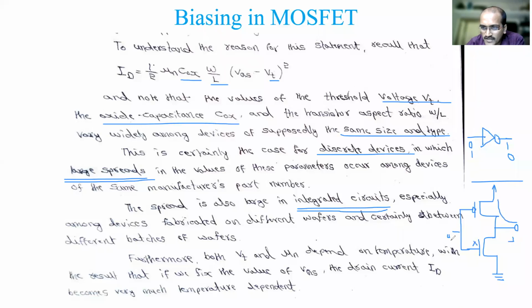Second case, if you give 1 here, this will be off, and this will be on. Since it is connected to the ground side, it will have a 0 here. So this is the basic inverter, a simple application I'm telling.